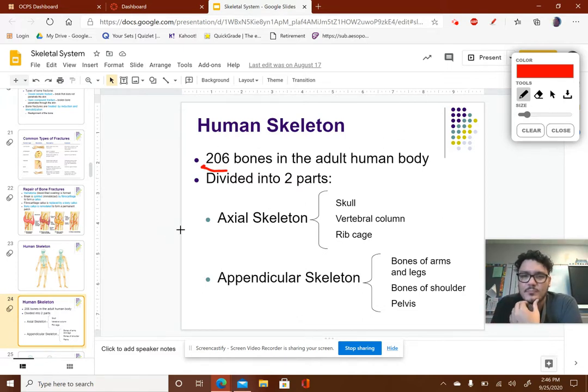The skeleton is broken up into two major parts. Today's video is going to be mostly about the axial skeleton. What do we find in the axial skeleton? Well, the skull, the vertebral column, and the rib cage. And then there's also the appendicular skeleton, which will be our next video, which is all about the arms and legs, the shoulder, and the pelvis.